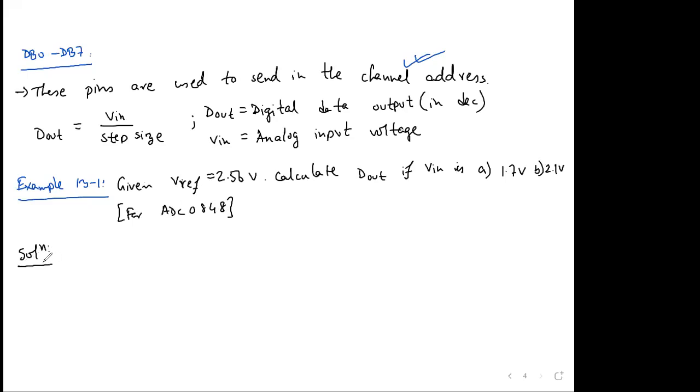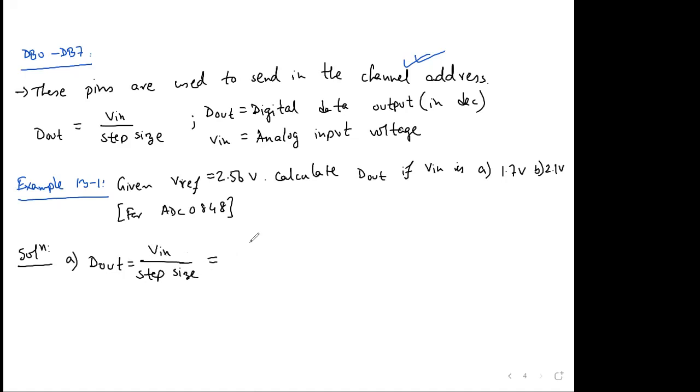All right, so the question is, we are given the reference voltage, which is 2.56 volt. We need to calculate D out if V in is 1.7 volt and 2.1 volt. Okay, should be very easy. So let's start with the first one. We know that our D out is equal to V in divided by step size.